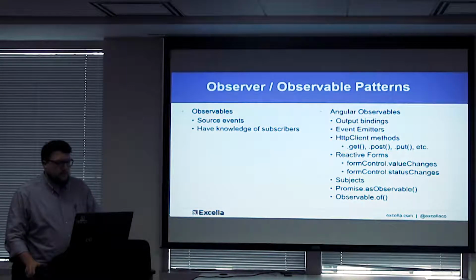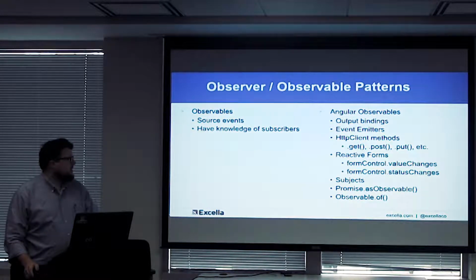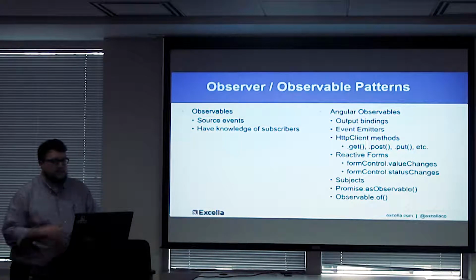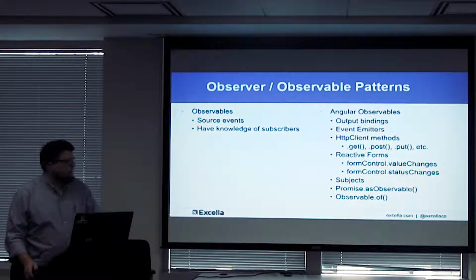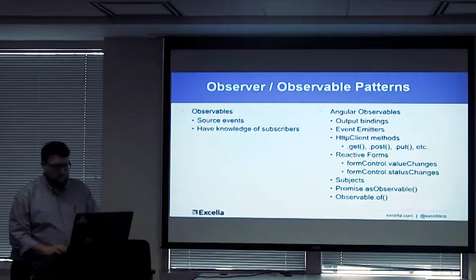Examples of observables in Angular, you have output bindings. Anytime you're using those nice parentheses on things, an output binding from your HTML into your component, that's effectively an observable. Anything that's an event emitter, our HTTP client methods, get, post, put, etc. If you're using reactive forms, then whenever you listen to value changes or status changes, you're subscribing to it, that's an observable. Subjects, of course, the subject of the talk. You can cast promises to observables, and you can also just make anything an observable, though that tends to not work the way you think it does.